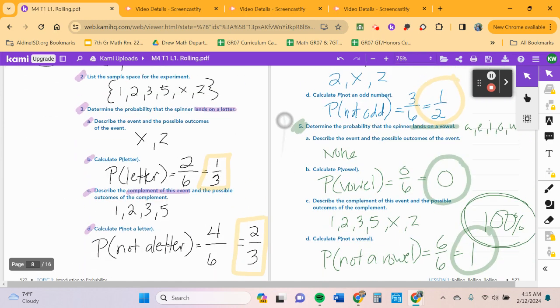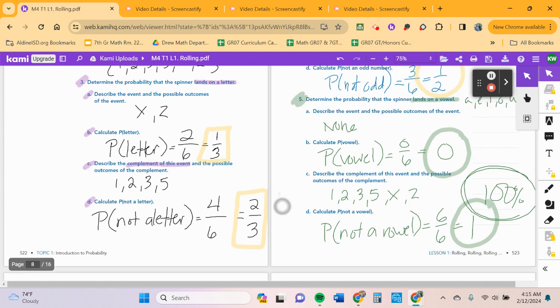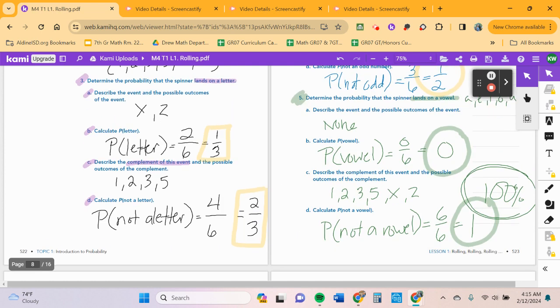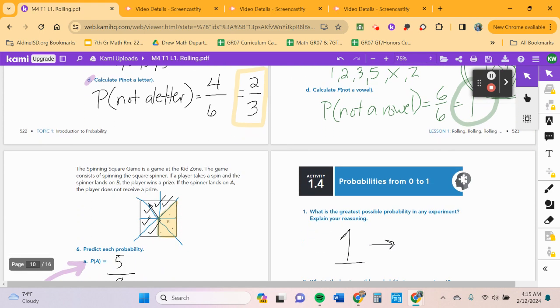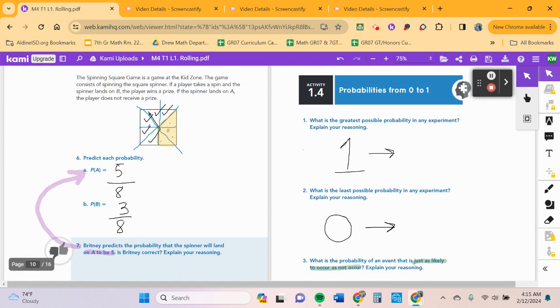In activity 1.3, in number 5, it says calculate the probability of it not being a vowel. Well, all of those outcomes are not vowels. So the chance of it landing on not a vowel was 1, or we took it up a notch and turned it into a percent, 100%. So we know that the greatest possible probability is 1 or 100%.